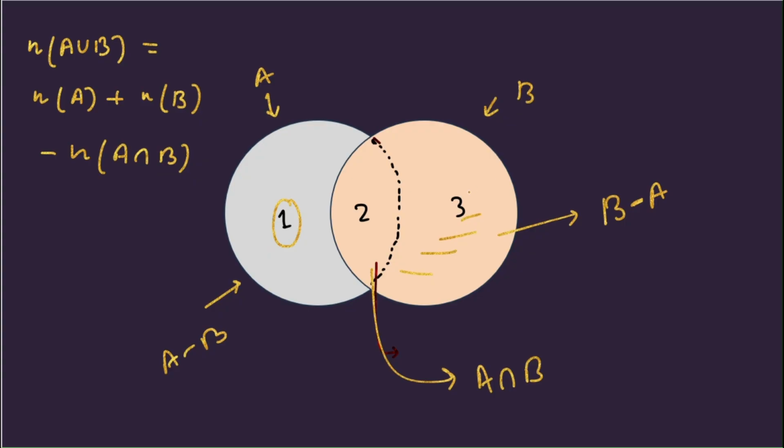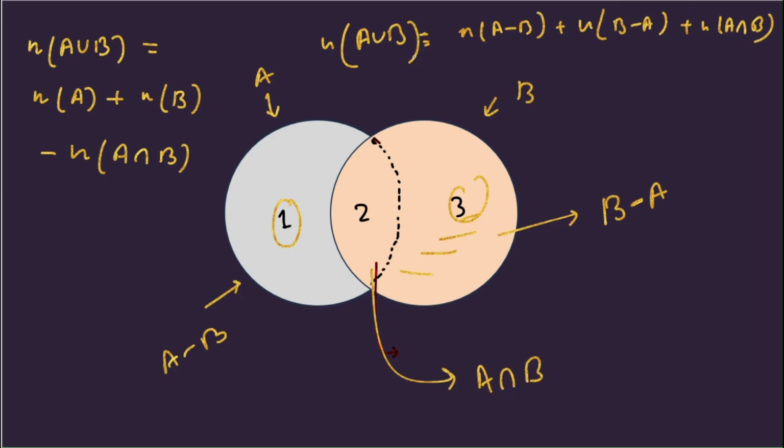So we have got 1, we have got 3, and we have got 2. So basically we can say that A union B is actually, okay, let's consider numbers here. The number of elements in A union B is actually the addition of A minus B, B minus A, and A intersection B. You might find this as a formula somewhere, but I have just explained to you visually what it exactly means.